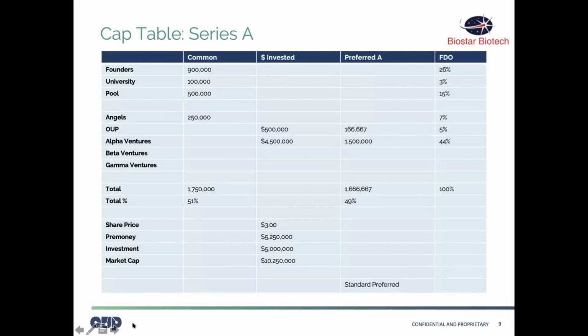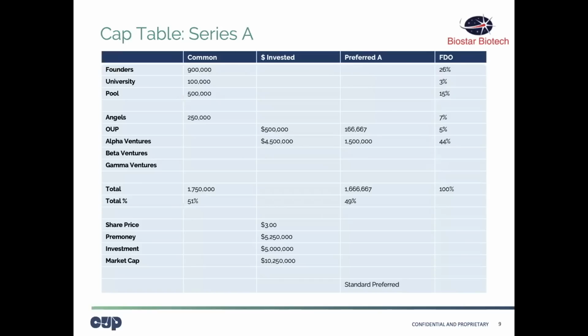Again, the common shares haven't changed between the founder and the university. Remember, the new investor wanted a 15% option pool, so there are shares to issue as options to management. So that adds 500,000 shares in the common pool. Remember, the angel bought 250,000 in the seed round. Those are still there. So then the total number of common shares has increased from 1.25 to 1.75, and that's just over half the company.